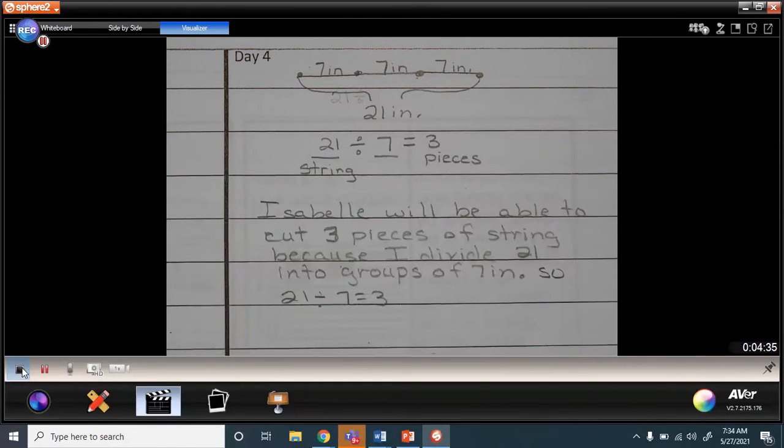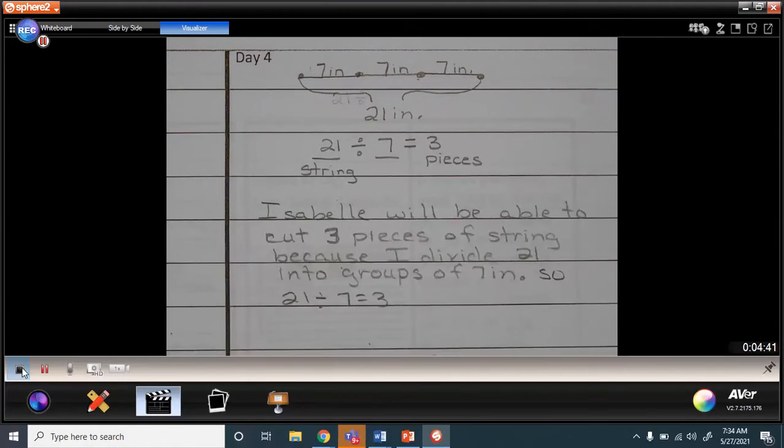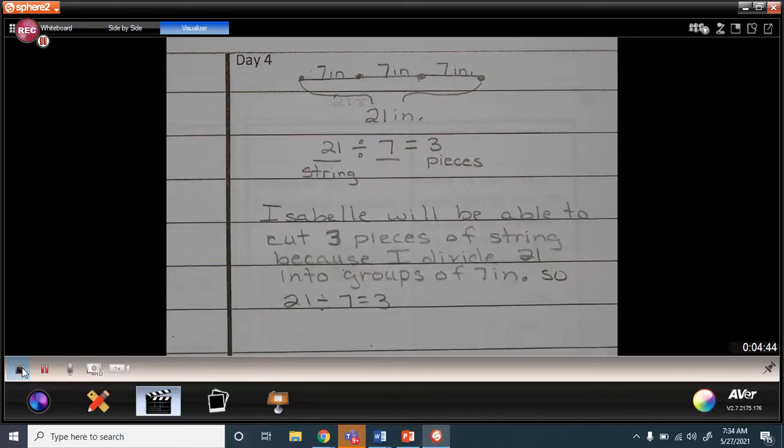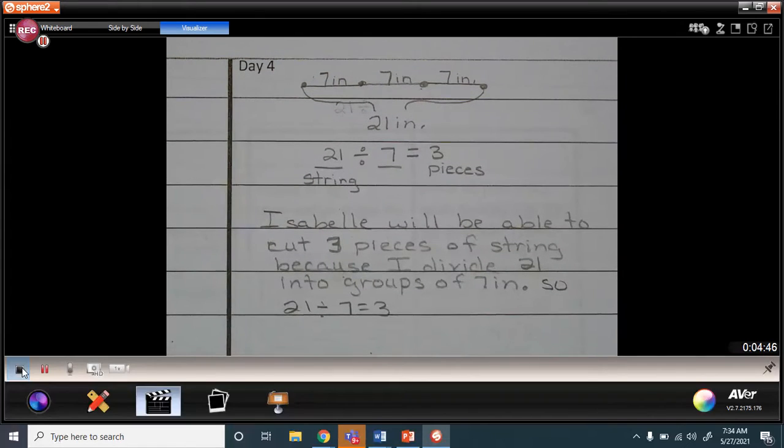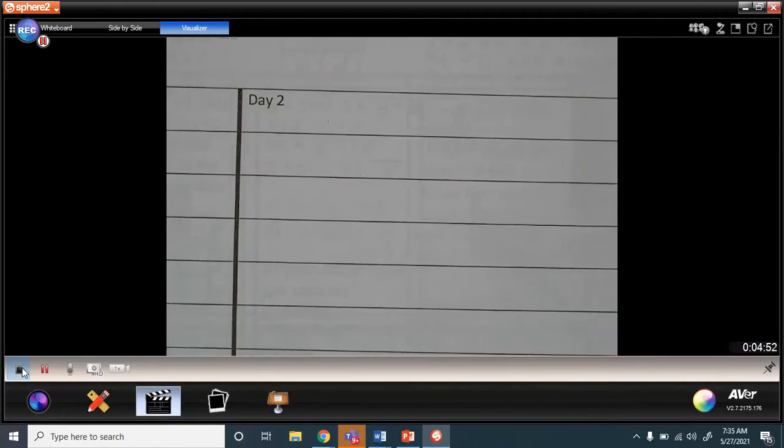So if your response sounds similar to this, that's great. Keep on practicing writing your responses so that we can imagine your thinking, and when it says to explain, you can do a very good job of explaining what you need to. All right, let's go ahead and take a look at our next problem.